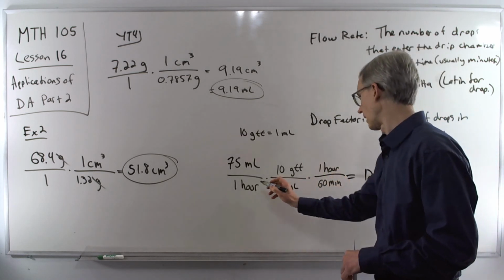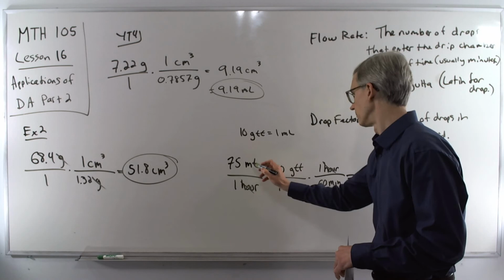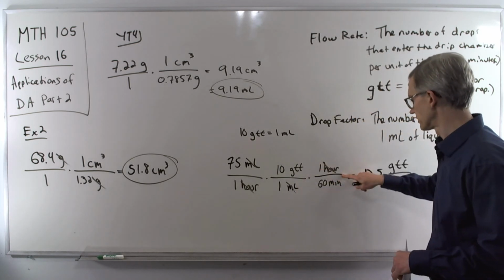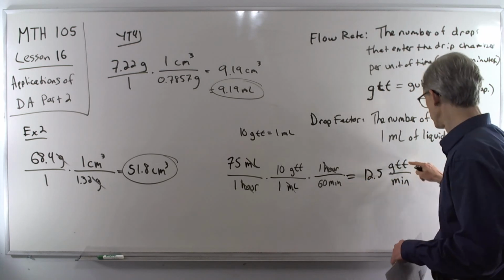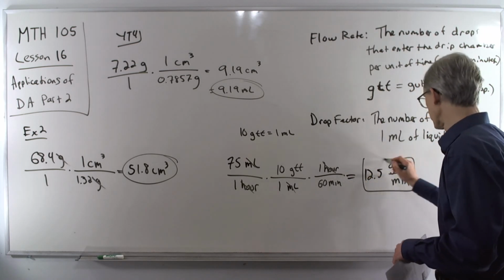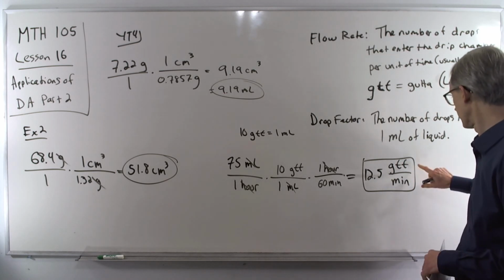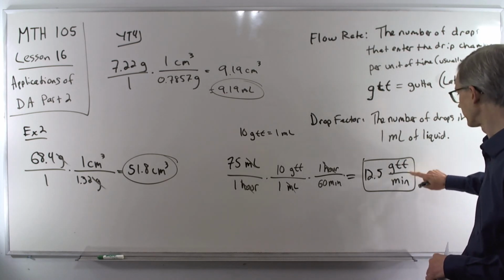All right, so hours cancel, milliliters cancel. We're left with the units GTT, remember division bars, per minute, GTT per minute. So we get 12.5 drops per minute. So in this case, the nurse would want to set the machine to be 12.5 drops per minute.